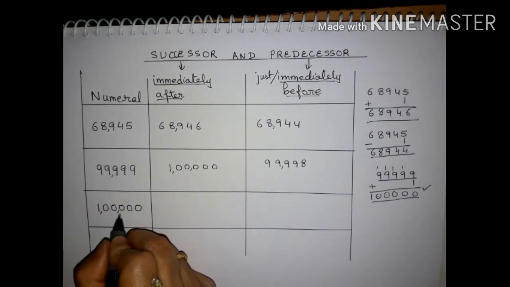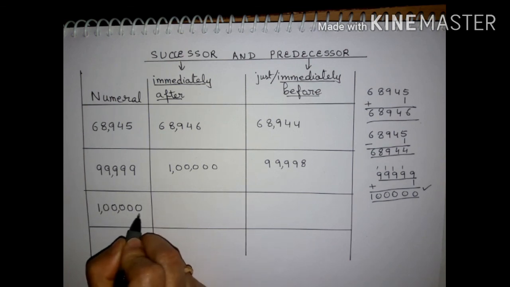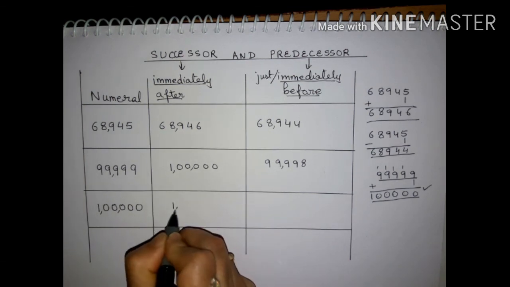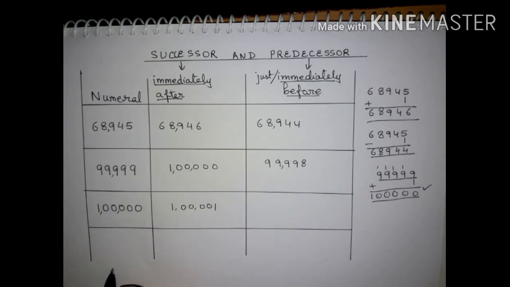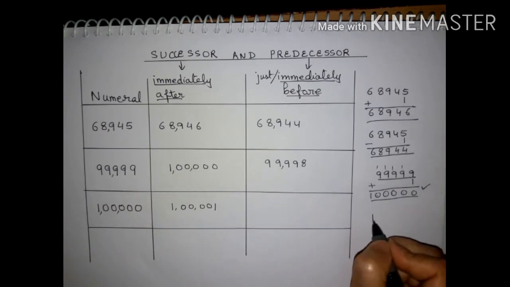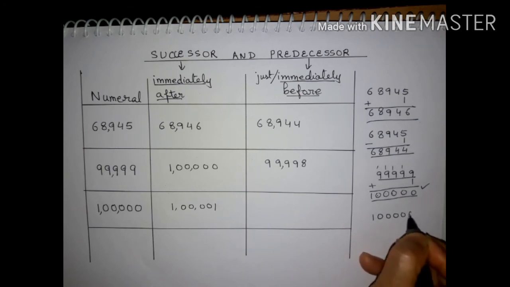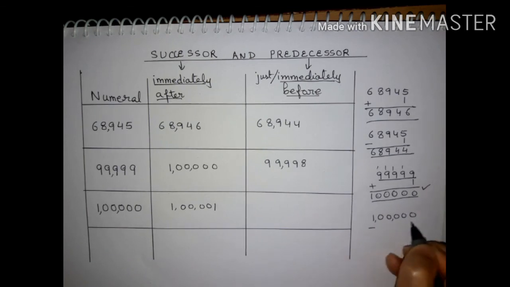Now coming to the third example, I have taken the numeral 1 lakh. Again you add 1 to it. When you add 1, you will be adding to this place, so it's very simple now: 1, 2 zeros, 0, 0, 1. For finding the predecessor, let us see here. We take the numeral 1 lakh and subtract 1 from it.